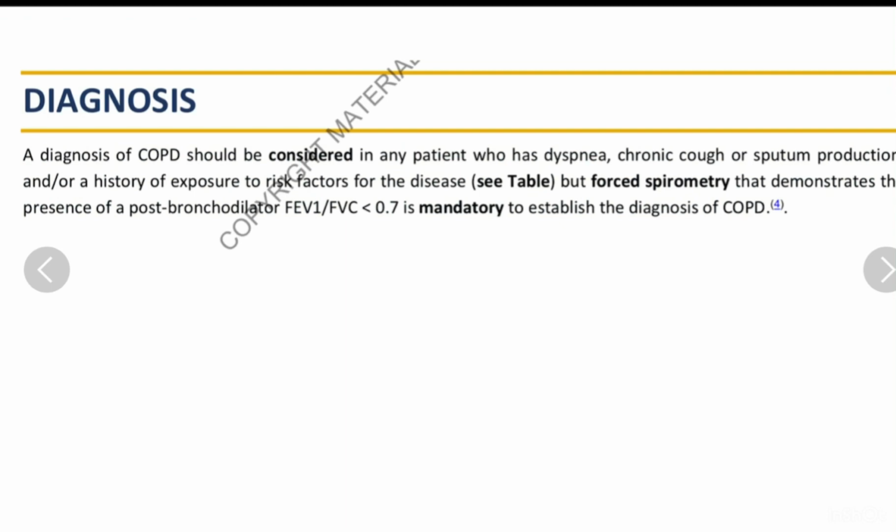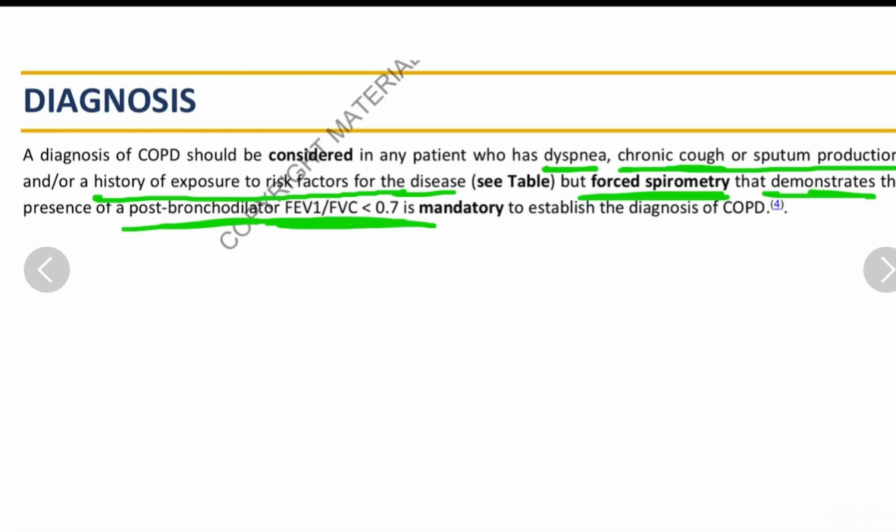Now they are talking about the diagnosis. We have discussed the definition of COPD, so now we will discuss how we will diagnose it. A diagnosis of COPD should be considered in any patient who has dyspnea, chronic cough or sputum production, and or a history of exposure to risk factors of this disease. We have already discussed tobacco smoking and environmental factors. But forced spirometry that demonstrates the presence of post bronchodilator FEV1 upon FVC less than 0.7 is mandatory. Very, very important. This criterion should be fulfilled. It is a very compulsory criterion.